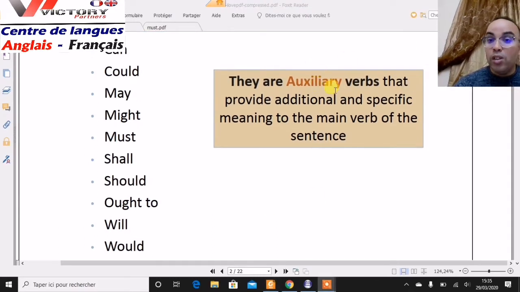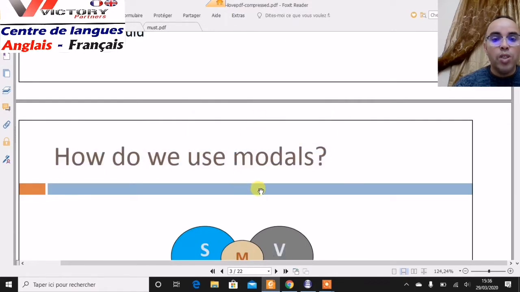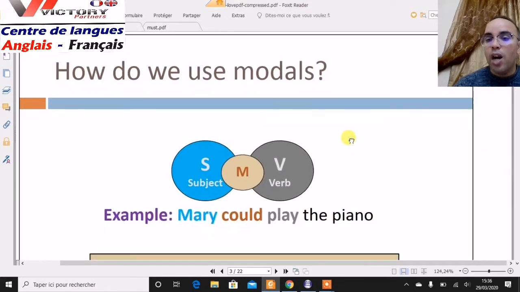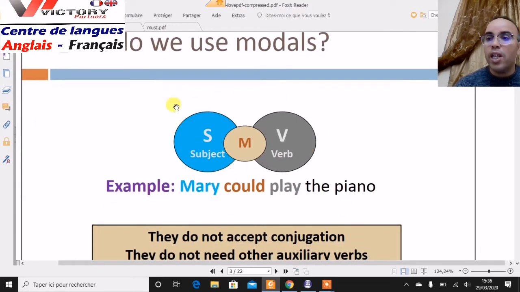Modal verbs are auxiliary verbs that provide additional and specific meaning to the main verb of the sentence. So how do we use modals? How do we form, structure modals? This is the form or the structure of modals.